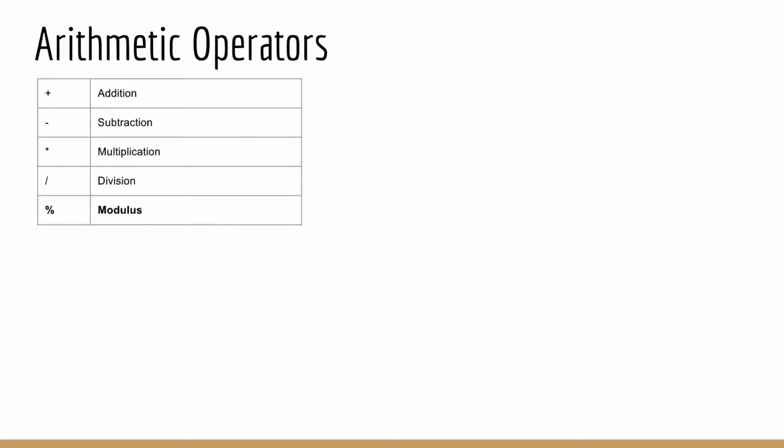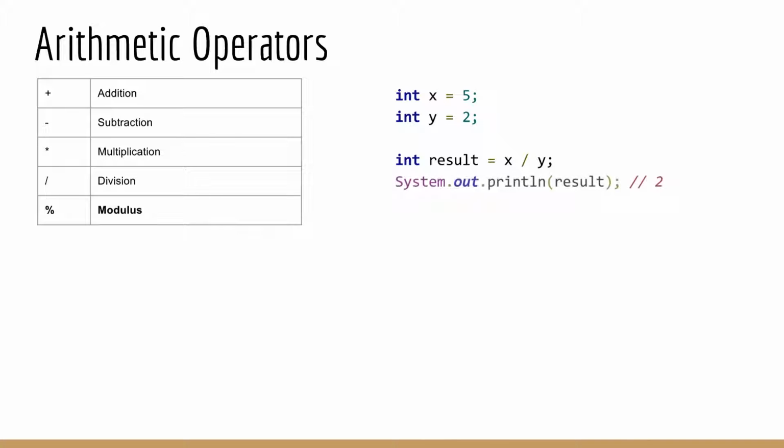Next operator is modulus. It returns the remainder of a division operation. When we divide 2 integer variables and save the result into another integer variable, we get the value without any decimal part. Here the result is 2. But if we use the modulus operator, we will see the remainder value 1 in the result.